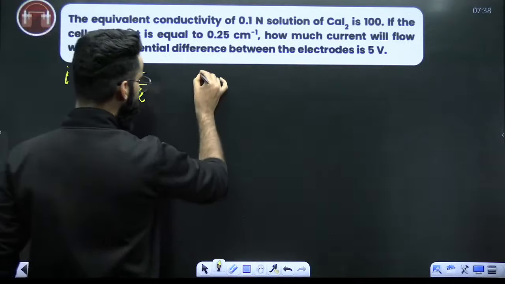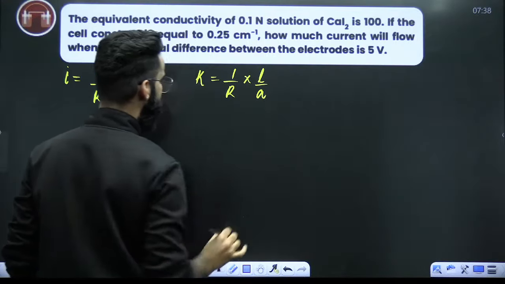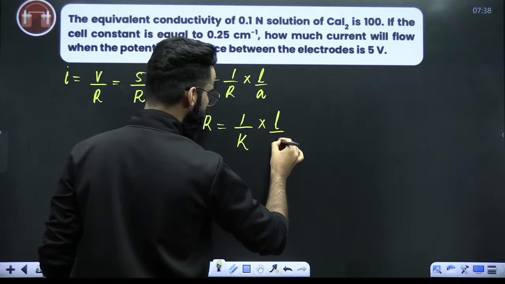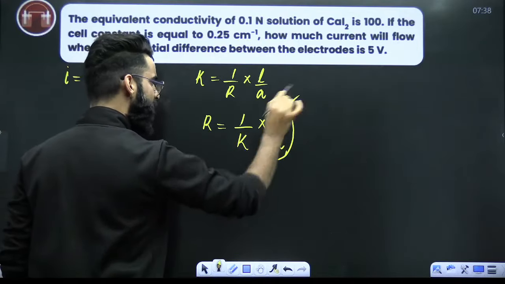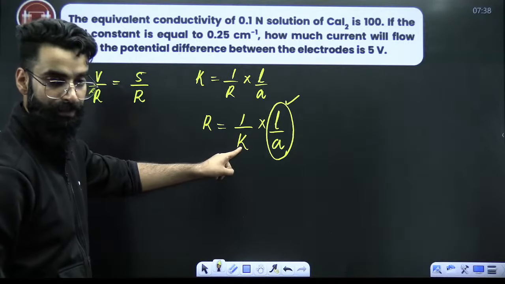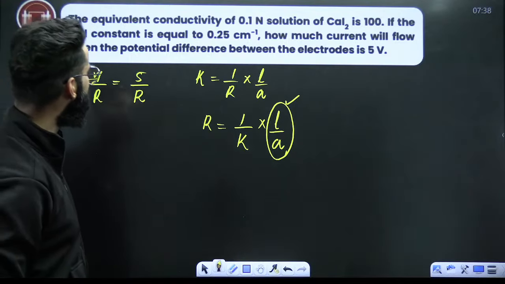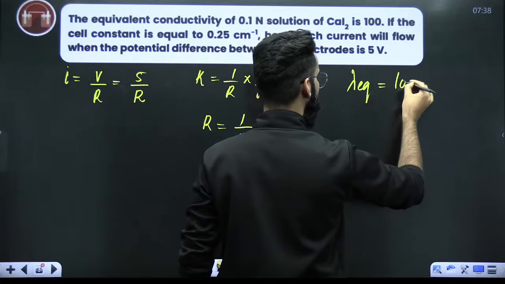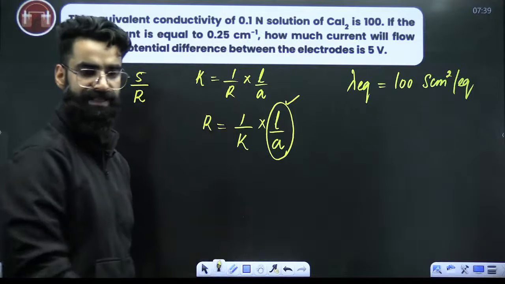I told you a few minutes back, your kappa is equal to 1 divided by R multiplied by L by A. Correct? So R you can calculate as 1 divided by kappa multiplied by L by A. Now, as per the question, this particular term cell constant is given to me, correct? But this kappa is not given to me. So I have to calculate kappa as well. For that purpose, equivalent conductivity is given as 100 Siemens centimeter square per equivalent.